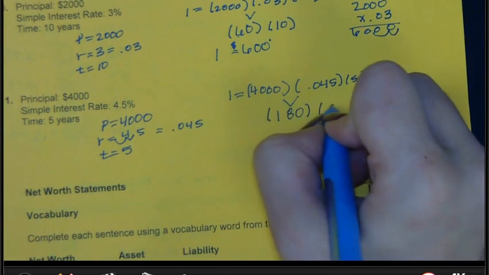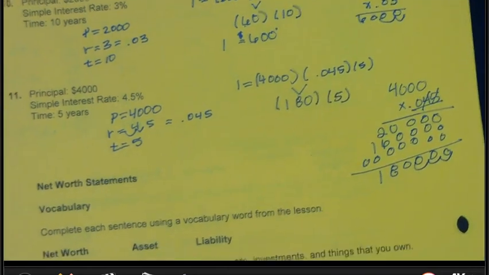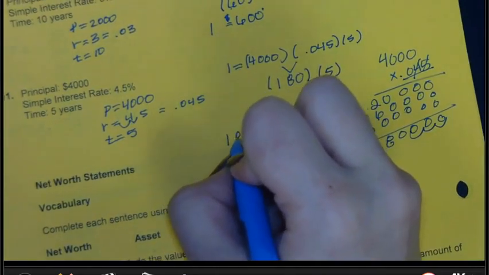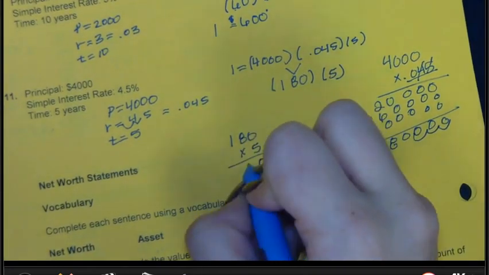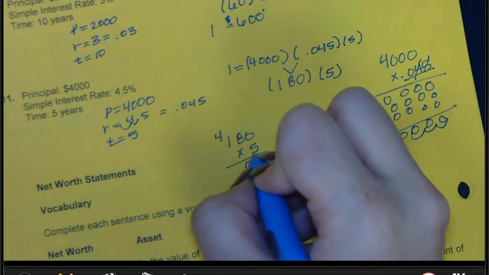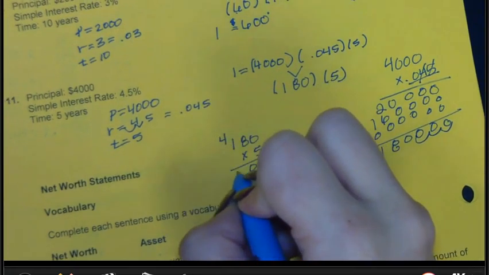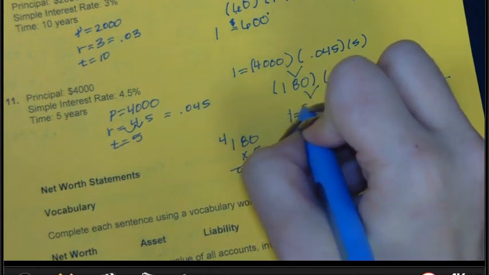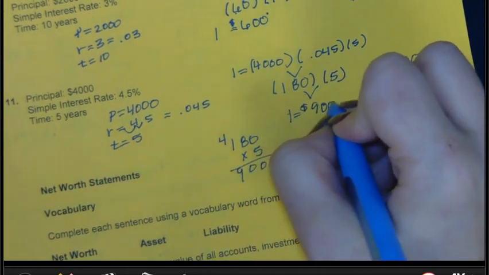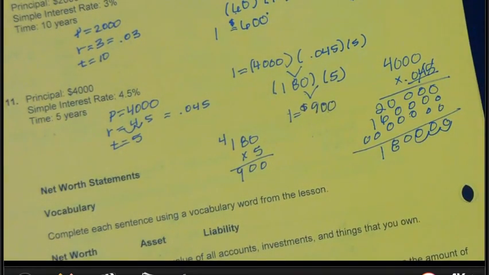And this is going to be times 5 years. So I'm going to do 180 times 5. 5 times 0 is 0. 5 times 8 is 40. 5 times 1 is 5. 6, 7, 8, 9 to give me 900. So my interest earned after 5 years is $900.